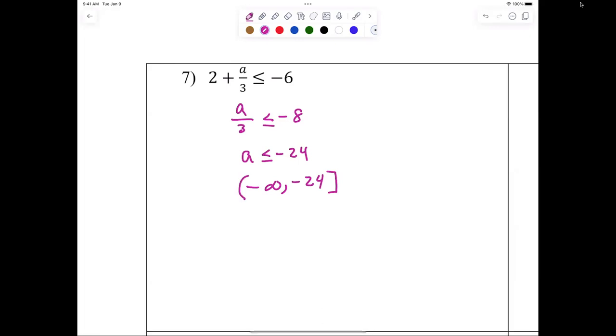This, parentheses. Greep, go. This is less than or equal to. Equal to goes here. That means negative 24 is part of the answer. Negative 24 would not be included if there wasn't an equal to sign. It would just be up to negative 24. Go.